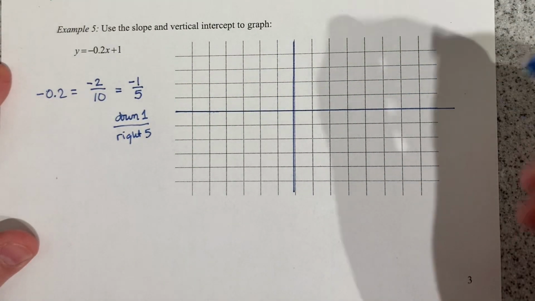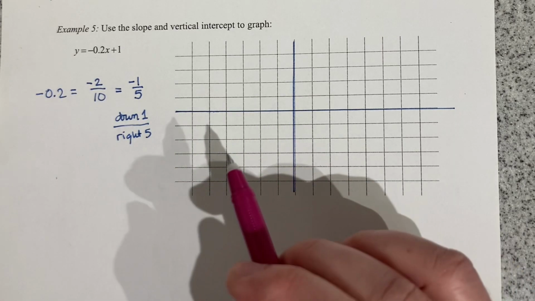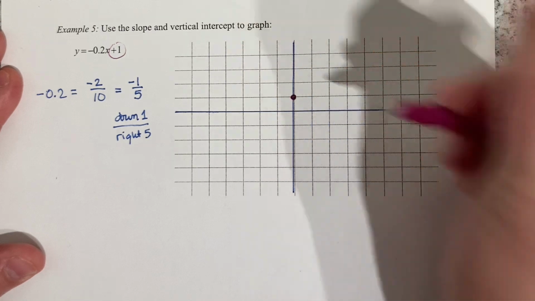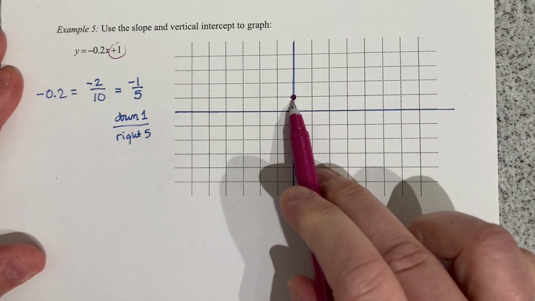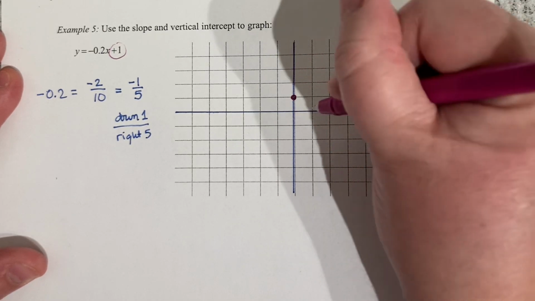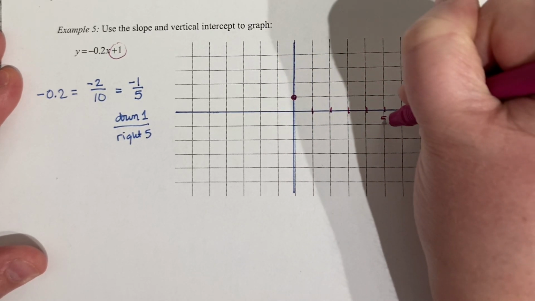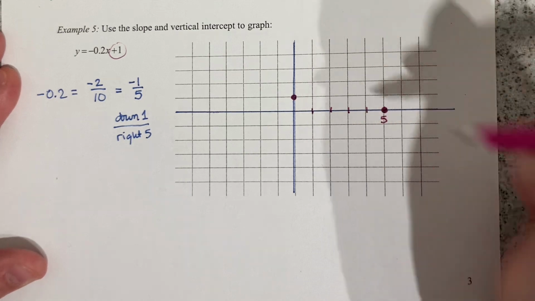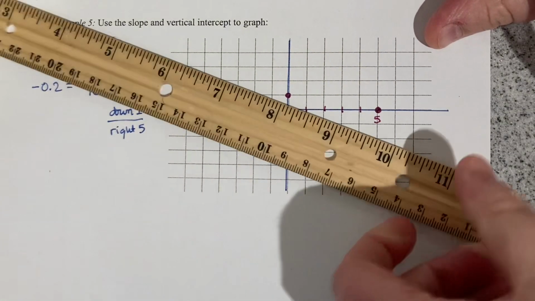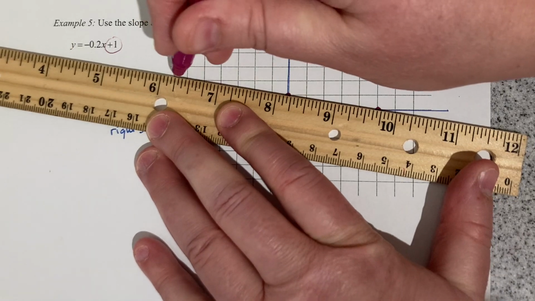Okay, so in this case, the plus b is +1. So we're going to start where y is +1 on the y-axis. And then from there, we're going to go down 1 over 5. 1, 2, 3, 4, 5. That's our next point. All right, and then we just connect them with a line.